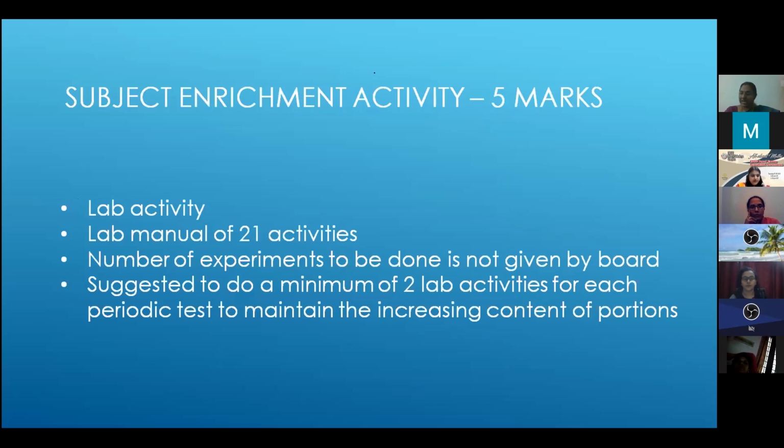That is always the increasing content of portion that is to be managed, that CBSE used to stress. That means whatever is taken out of the same, how many activities are there, 2 or 3 we can do it. Like that, it is just suggested from my side. It is just a suggestion, like around 2 activities or 3 activities can be done for each periodic test. Then we can make it all together like 6, 7 or 8 activities. Like that we can manage. Out of 21, they haven't given the number at all.